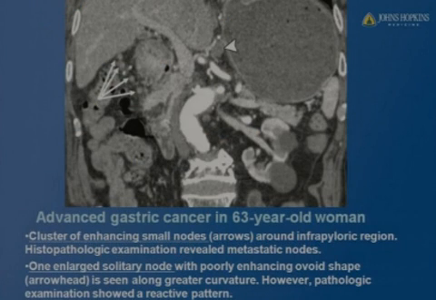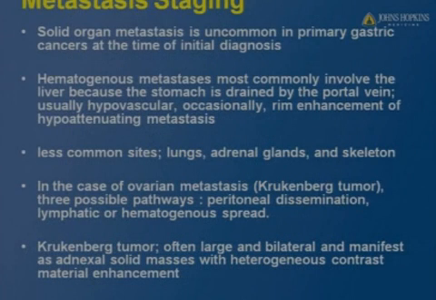Such as in this patient, there is a cluster of lymph nodes in the right infrapyloric region in this advanced gastric cancer in a 63-year-old woman, where those lymph nodes were positive. However, where the arrowhead points, there is a low-density, cystic-appearing lymph node adjacent to the gastric wall, which was found to be reactive in the histopathological analysis.